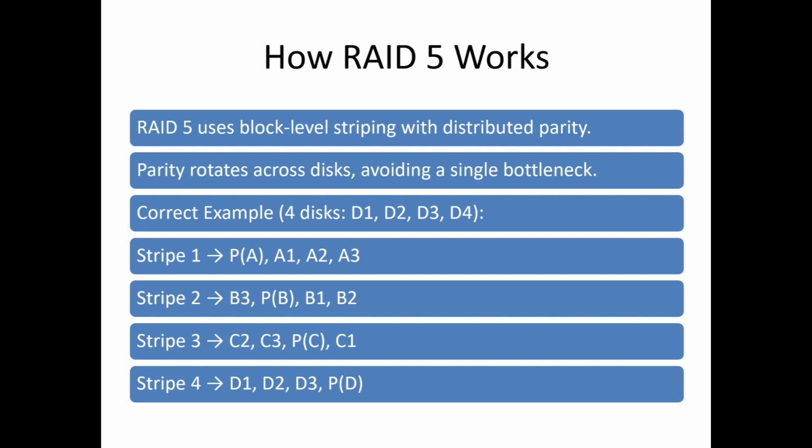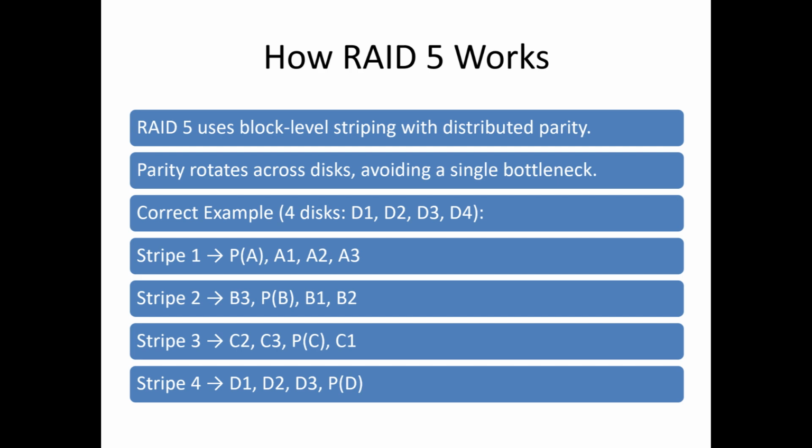Say for the first iteration, our disk 1 is acting as the parity disk. So when data block A1 comes, it goes to disk 2, data block A2 goes to disk 3, and data block A3 goes to disk 4. And the parity of these three blocks is stored on disk 1. Then for the second iteration, let's say that disk 2 is acting as a parity disk. So when B1 comes, it goes to disk 3, B2 goes to disk 4, and B3 goes to disk 1, and the parity of B1, B2, B3 goes to disk 2.